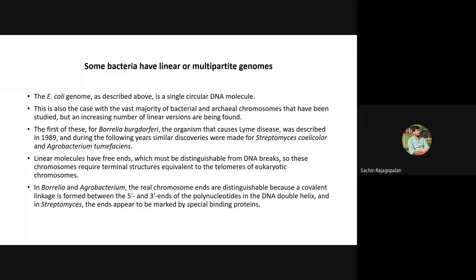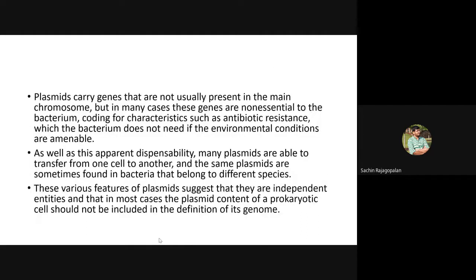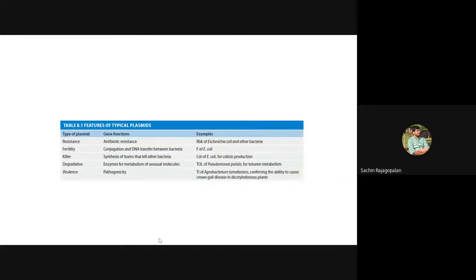Okay. So I think last time we discussed bacteria having linear or multipartite genomes, and I remember discussing plasmids as well, right? I think we saw this image of plasmids and we discussed that there are different types of plasmids, correct? Yes or no? Can someone tell me?